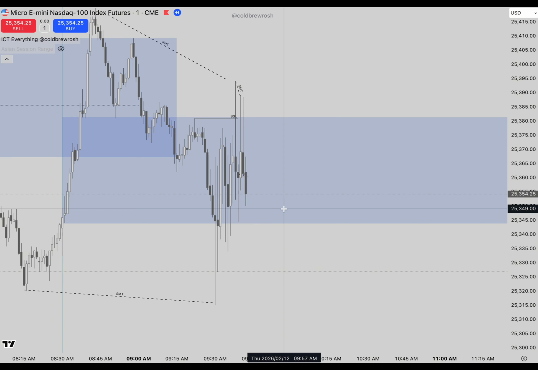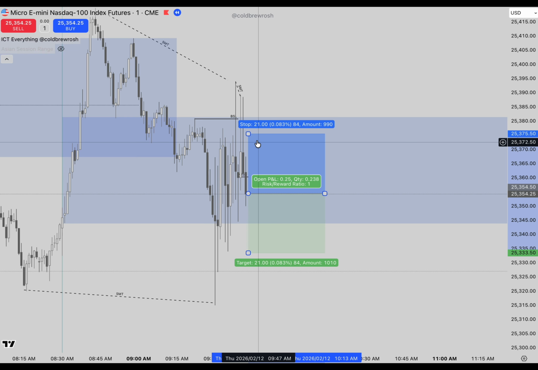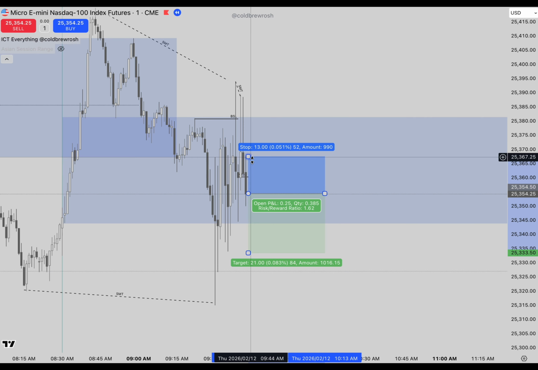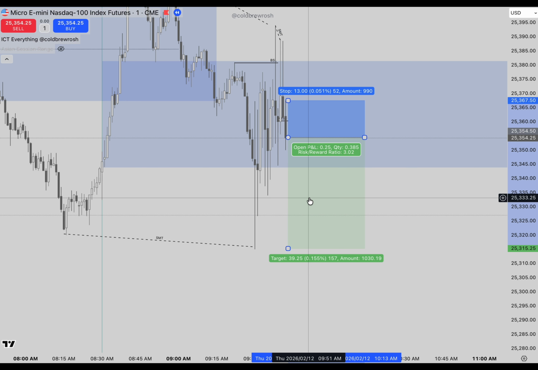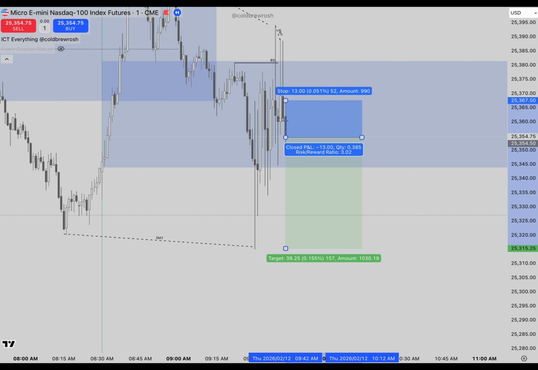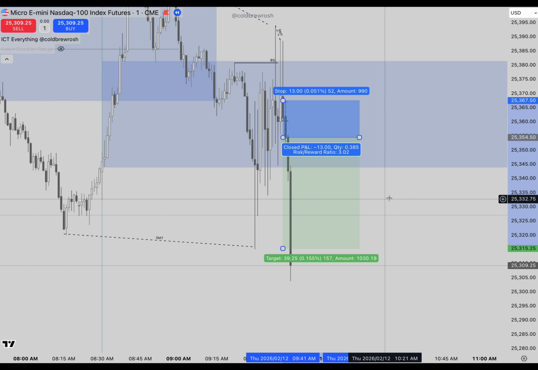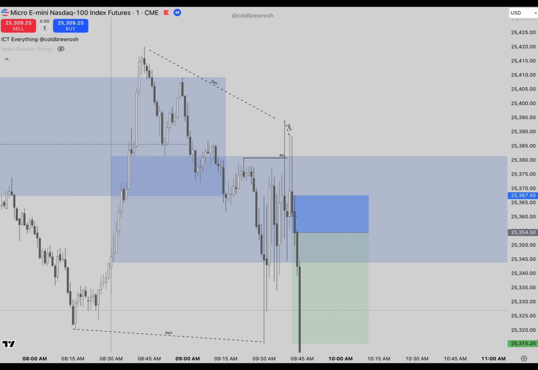Bang. I put on shorts. I stop at this candle high. And I'm just targeting this low. And TP gets reached pretty quickly. So that's one example that I used it.